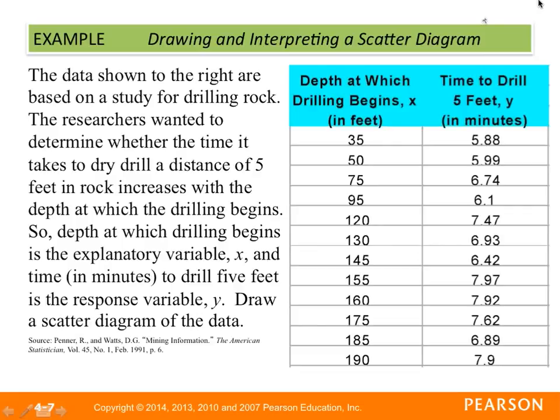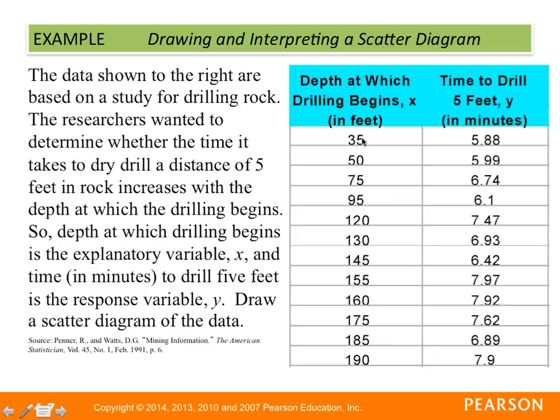So the data shown to the right are based on a study for drilling rock. The researchers wanted to determine whether the time it takes to dry drill a distance of 5 feet in rock increases with the depth at which the drilling begins. So depth at which drilling begins is the explanatory variable, which is x, and time in minutes to drill 5 feet is the response variable, which is y. So the first thing that we want to do is draw a scatter diagram of this data.